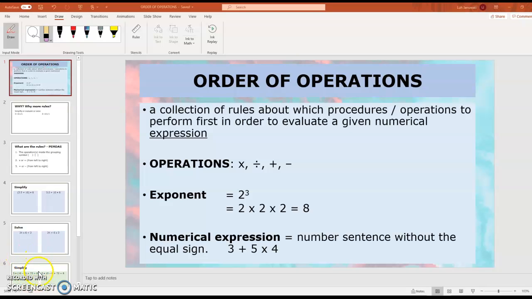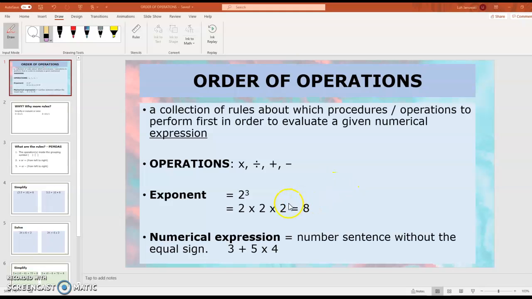The topic we're going to discuss today is the order of operations. What does it mean? What is the order of operations? The order of operations is a collection of rules about which procedures or operations to perform first in order to evaluate or simplify a given numerical expression. What are operations? Well, in math, operations simply mean multiplication, division, addition, and subtraction.